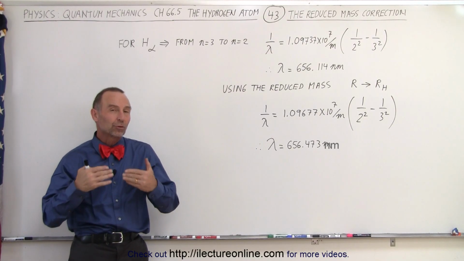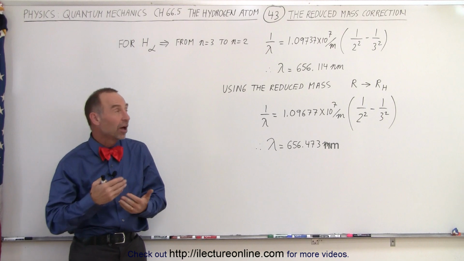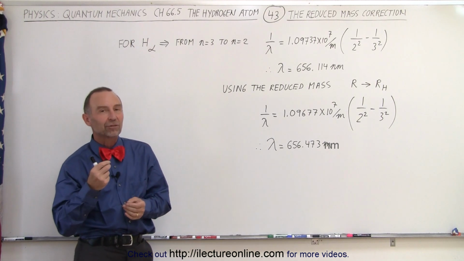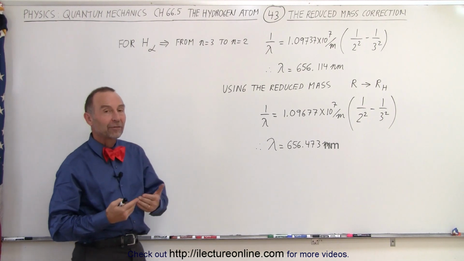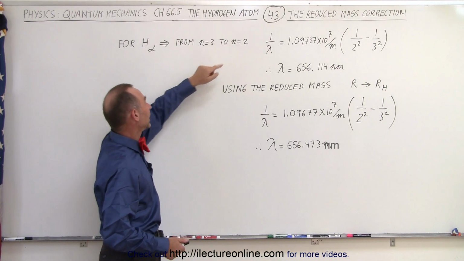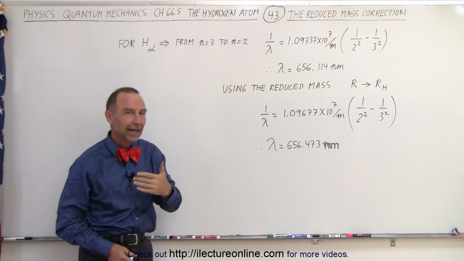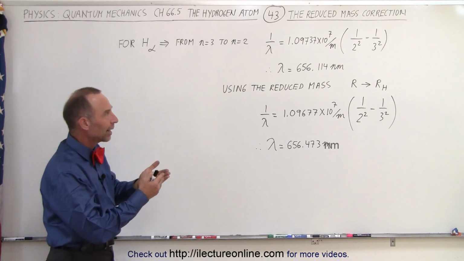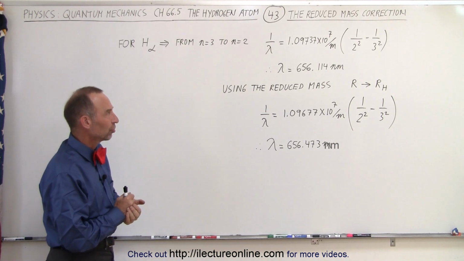Now let's see what the reduced mass effect is on the calculation for the wavelengths of the photons emitted when we have an energy jump, let's say an electron jumping from the third level down to the second level in hydrogen. So we're looking for the alpha, the H alpha line, that red line that's produced in that transition.